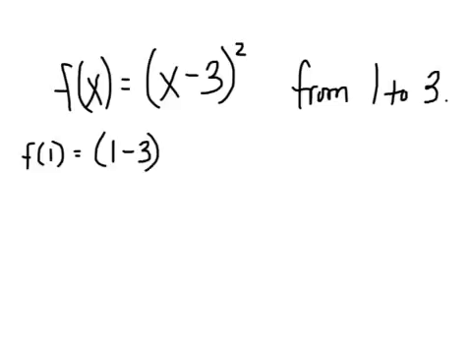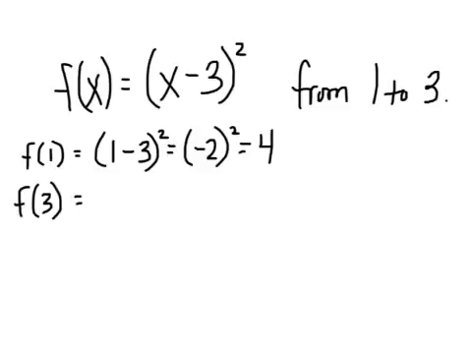1 minus 3, the quantity squared. 1 minus 3 is negative 2. Squared is 4. Then I'm going to put in 3. 3 minus 3 is 0. And 0 squared is 0.